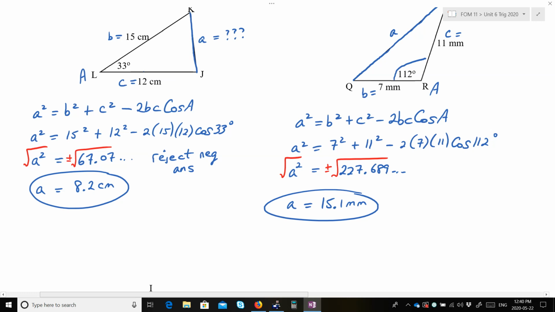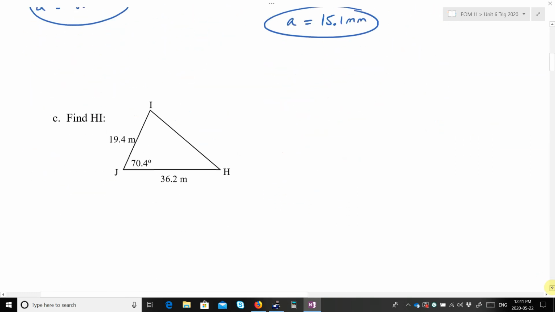I'm just getting out my notes page so I can verify that the answer key is good. The answer key says that 1A is 8.2 and 1B is 15.1. Perfect. Okay, let's do C.